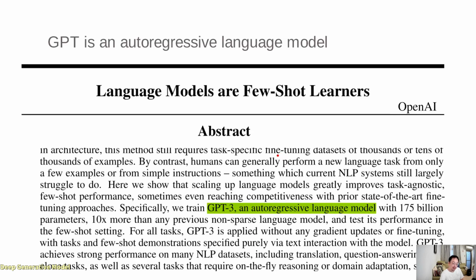Another reason that it is important to us is that, in fact, ChatGPT, or GPT in general, is an autoregressive language model. So this is the GPT-3 paper. You can see that in the abstract, it literally says that GPT-3 is an autoregressive language model.